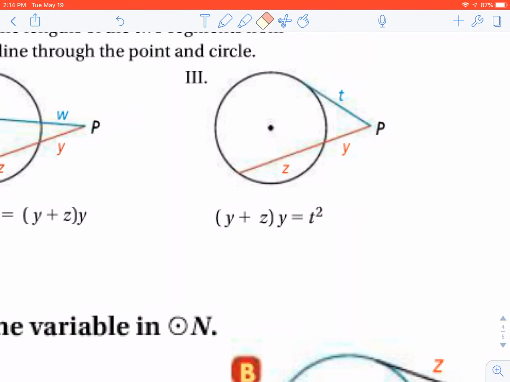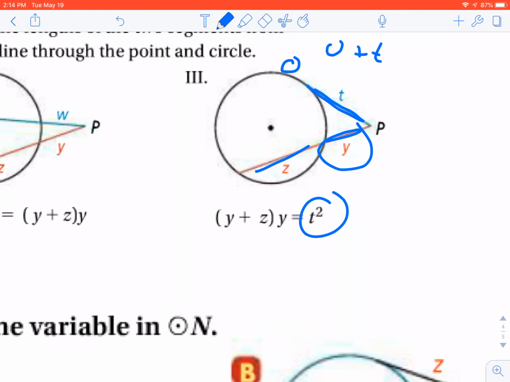And this is really the exact same thing. You know, this is going to be z plus y times y, because y is the part outside of the circle. And because this line is tangent, the formula says t squared, but that's really, there's nothing inside the circle, so you have 0 plus t times the part outside, which ends up giving you just t squared.